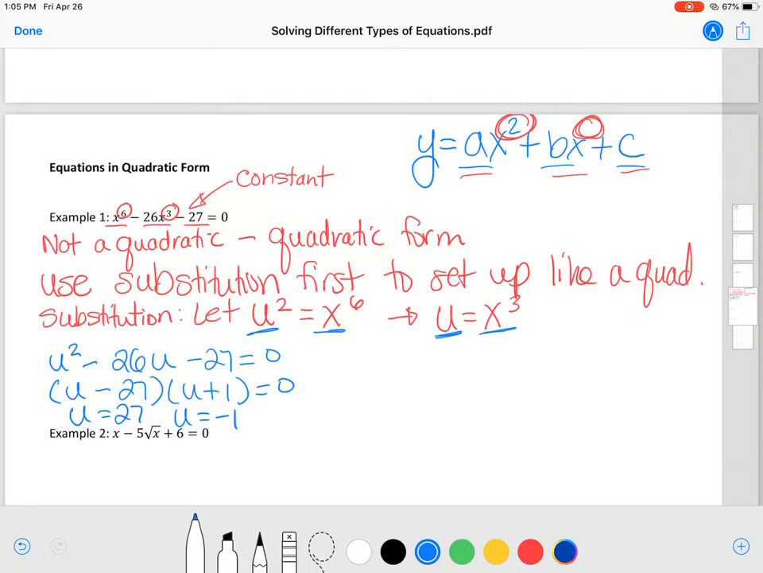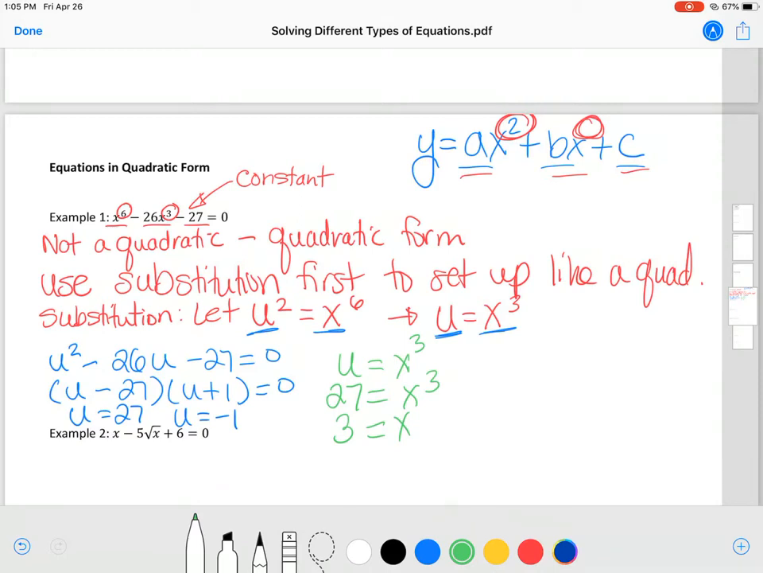Well, we said right here that u is equal to x to the 3rd. So that means 27 is equal to x to the 3rd, which means x is equal to 3.